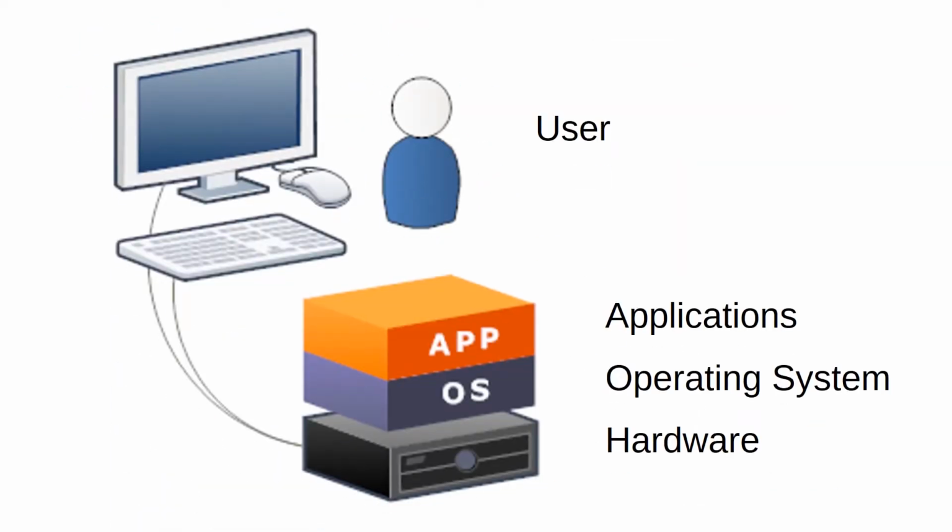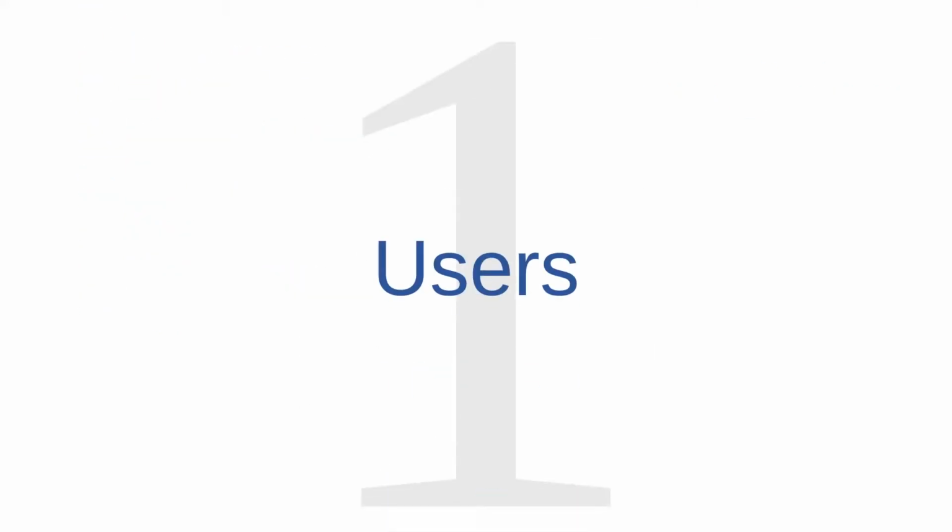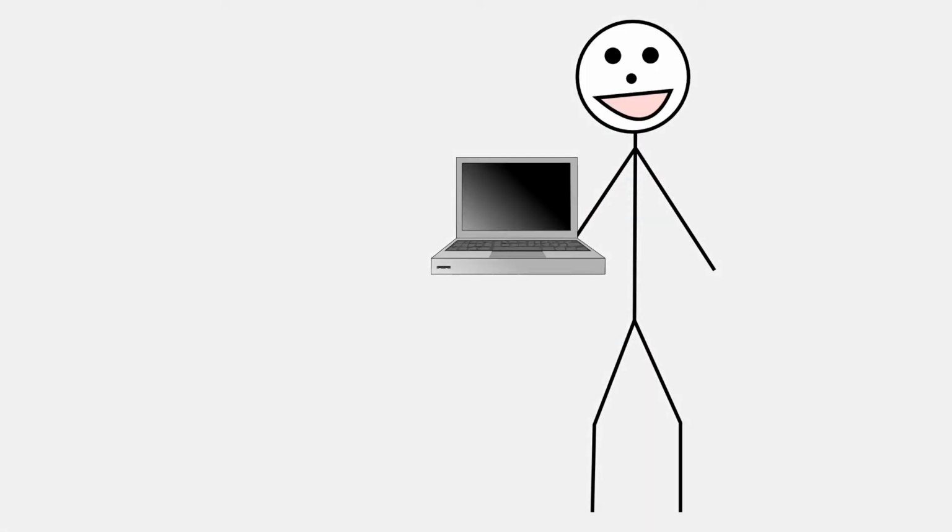We might imagine 4 layers in a computer system: the user, the hardware, the operating system, and the applications. I'll discuss all 4 of these layers and describe how they interact. Layer 1 is the user, and that's easy enough to describe. The user is you. Well, you and anybody else who wants to accomplish some task with a computer.